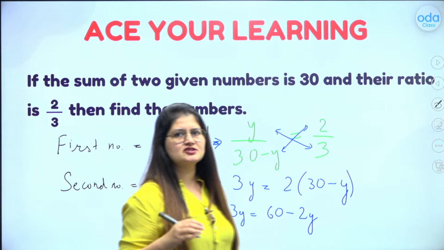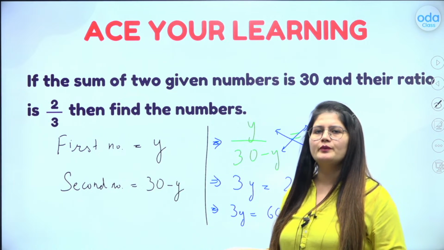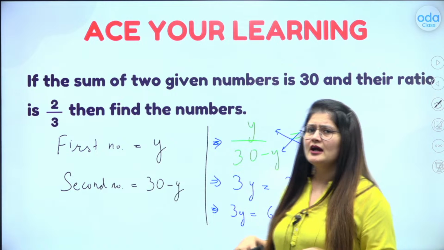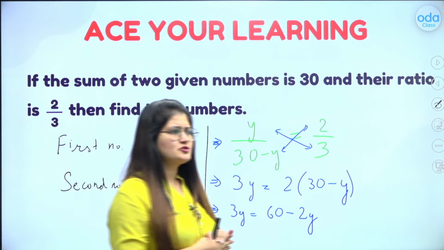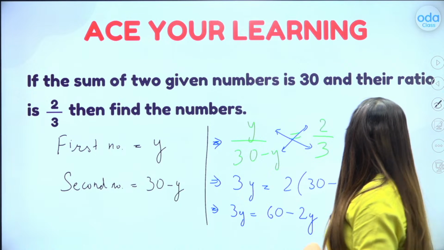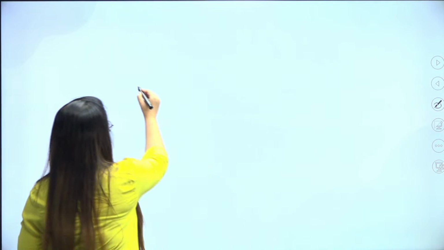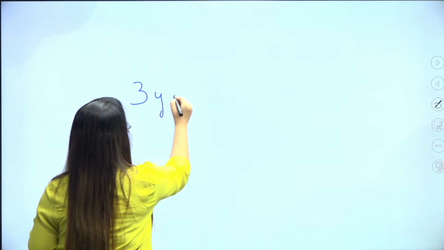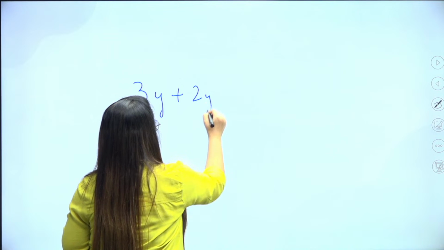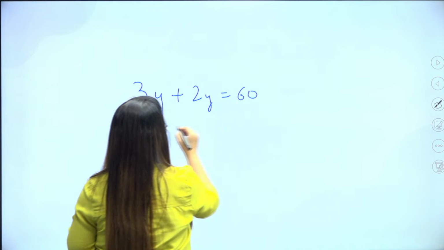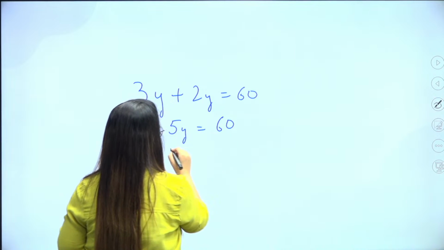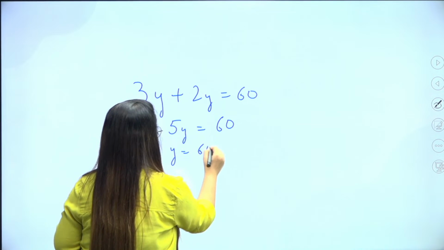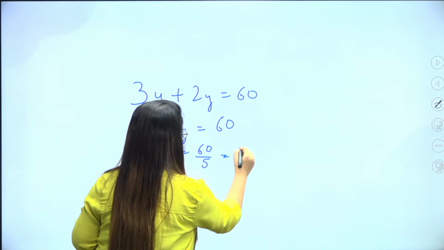Now moving ahead, let's do the transposition here, because we need to bring the variables to the same side. On one side we have 3y while on the other side we have minus 2y. So after transposition, it is going to be 3y plus 2y, which is equal to 60. We get 5y is equal to 60, and the value of y is 60 divided by 5, which comes out to be 12.